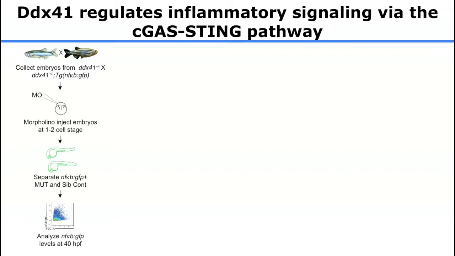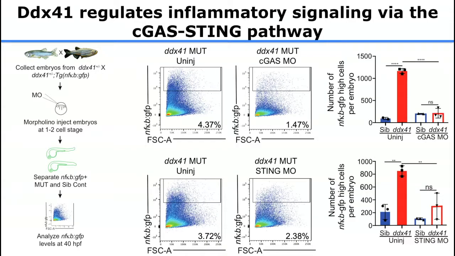So we knocked down cGAS and STING, and then we looked at the NF-kappa B GFP levels in the mutants and the wild types after we block cGAS or STING activity. And so we can see here, again, this is looking at NF-kappa B GFP levels. This is just showing the DDX41 mutants, and then the wild type data are shown here in the graph.